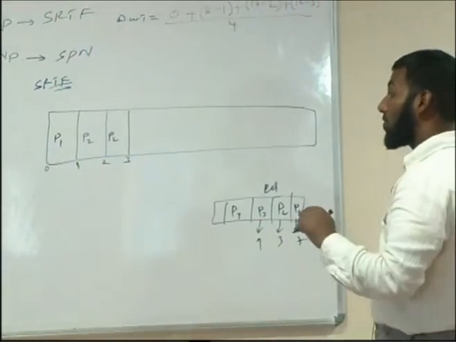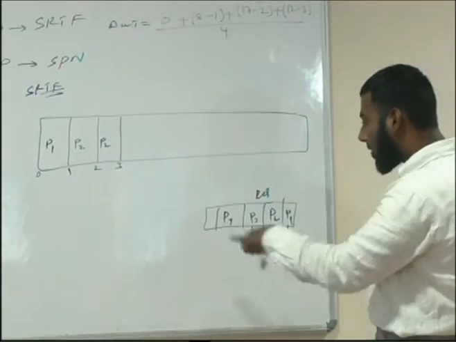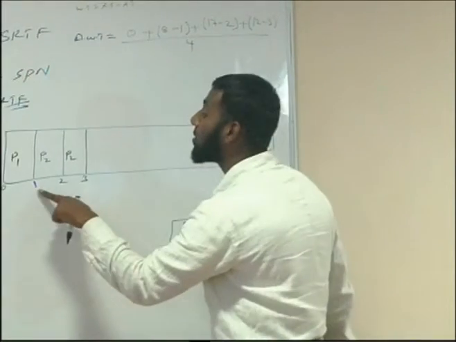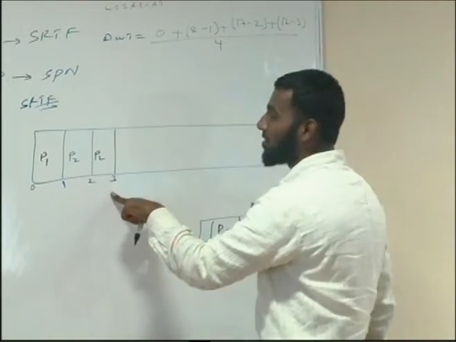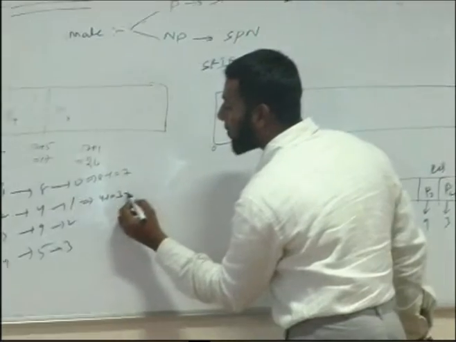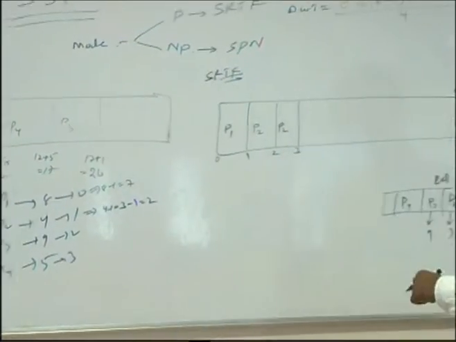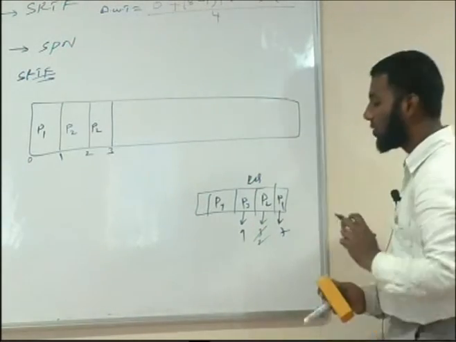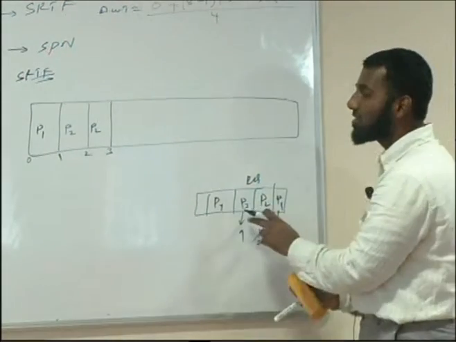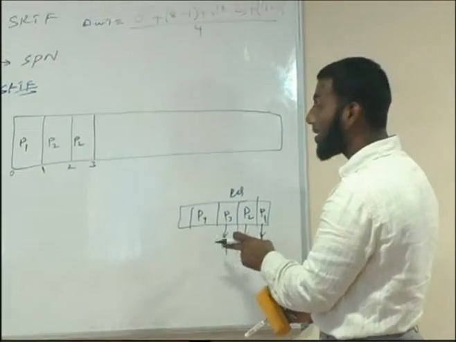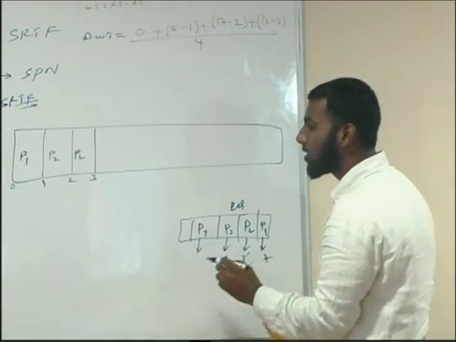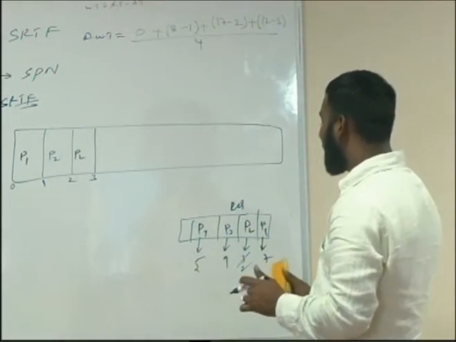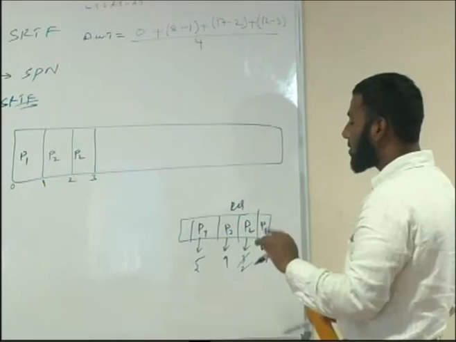When another process P4 comes, again it will find out the remaining time. The remaining time for process P1 remains the same, but process P2 has executed for 2 units of time. So the remaining time for process P2 is only 2. Earlier it was 3, but now it is 2. For process P3 it is 9, and for process P4 it is 5. So again the shortest remaining time is for process P2 only.